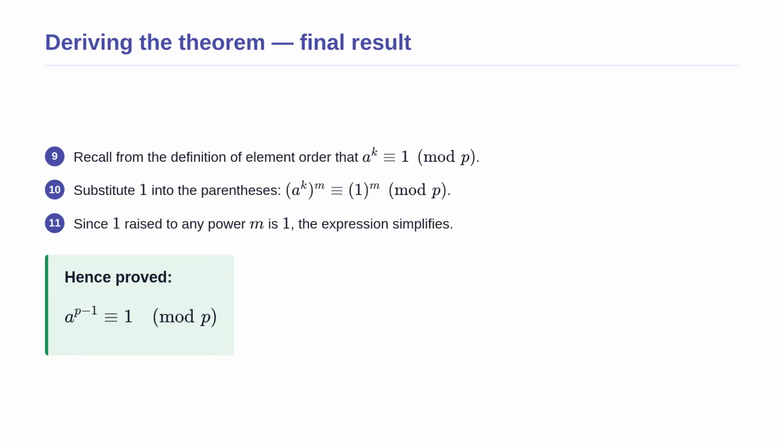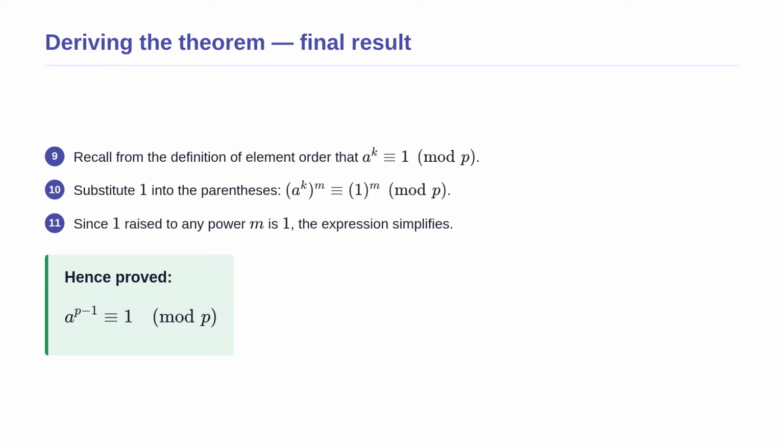We are now ready for the final result. Recall that we defined k as the order of element a, which means a to the power of k is congruent to 1 modulo p. We can take that 1 and substitute it directly inside the parentheses of our expression. This leaves us with 1 raised to the power of m. Since the number 1 raised to any power is still just 1, the entire expression simplifies perfectly. We have successfully shown that a raised to the power of p minus 1 leaves a remainder of 1.